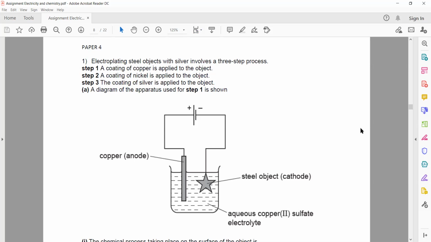The diagram of the apparatus used for step 1 is shown. The first step is plating it with copper. So how are we doing it? Copper sulfate electrolyte is there. The copper ions within the electrolyte are attracted towards the steel, and copper atoms from the anode will go into the solution as copper ions.